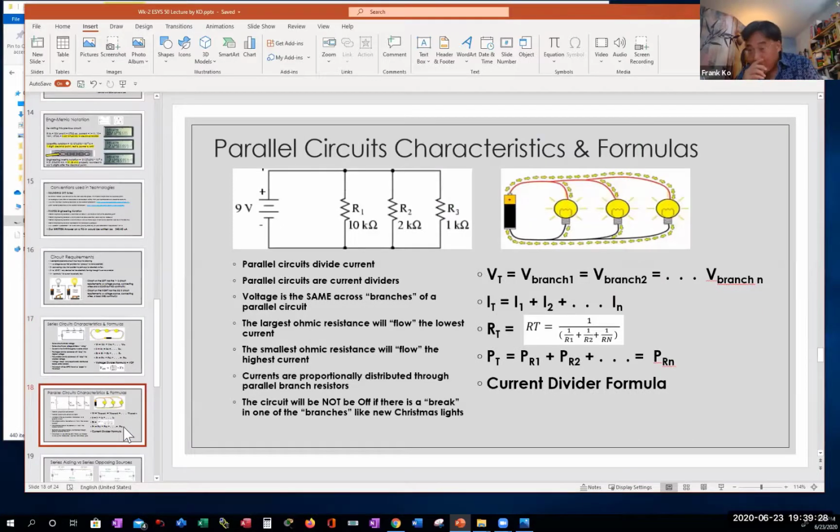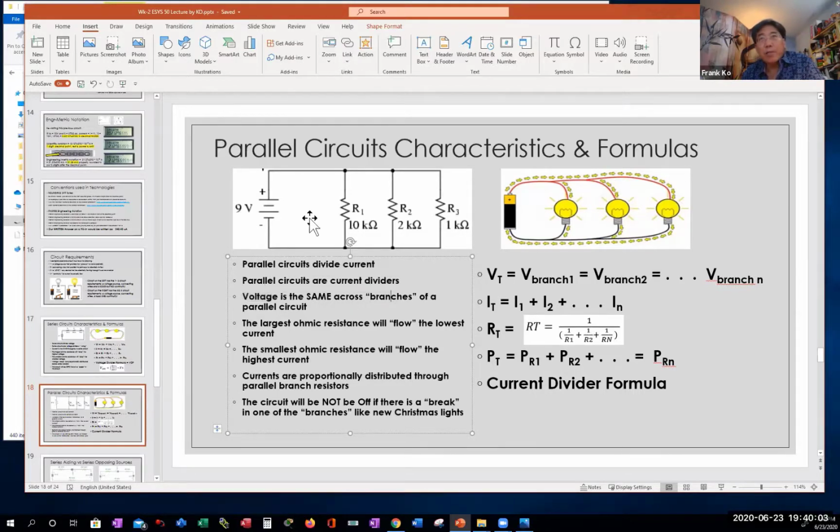Let me move on to parallel circuits. Beyond this one page, I won't be talking more about parallel circuits, and I have one more formula to jam in here, and that's the current divider formula. Parallel circuits divide current. Parallel circuits are known as what type of dividers? Current dividers. What is the same across the branches of a parallel circuit? Voltage is the same across the branches.